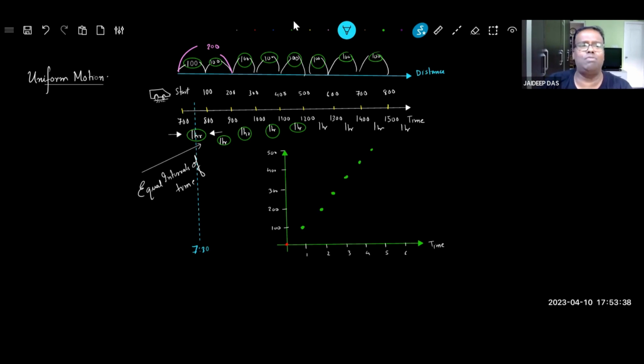It could have been that in the first half an hour, it travels slow, and in the next half an hour, it travels fast. That could also be possible. I am examining the car after every 1 hour. I don't have information about what happened in between. If I give Shaurya a homework today and I tell him, Shaurya, do one problem every day, I'm giving you 3 problems. At the end of the third day, bring your homework. He brings his homework.